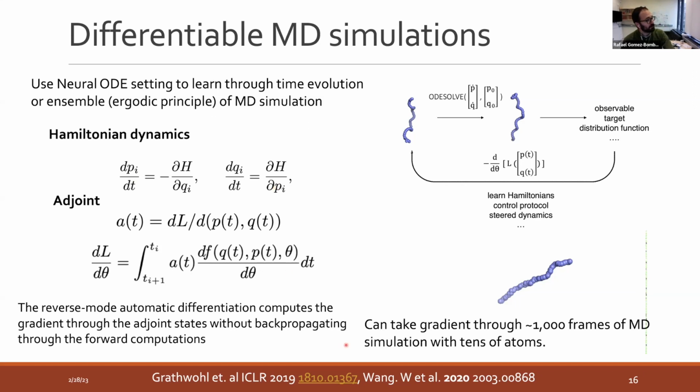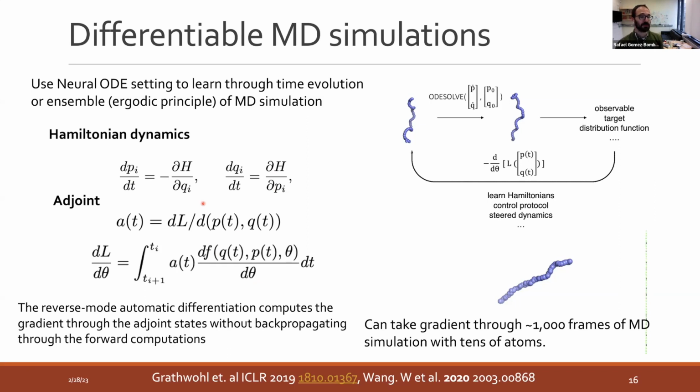And what was proposed in this 2019 paper was that one could treat every step of a differential equation as a neural network call. And through the use of the adjoint method, backpropagate through the time evolution of a simulation.